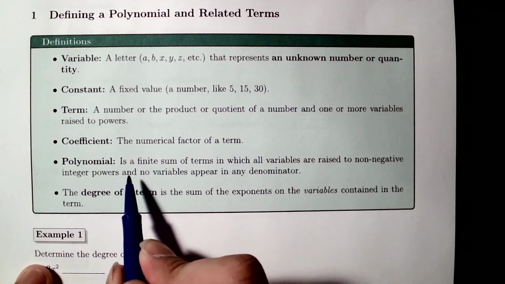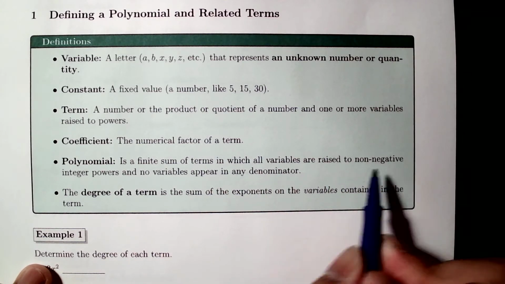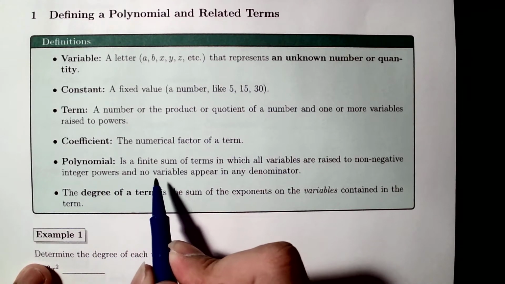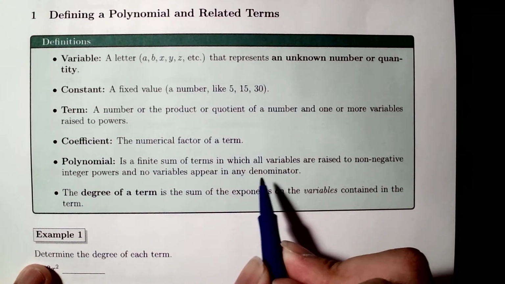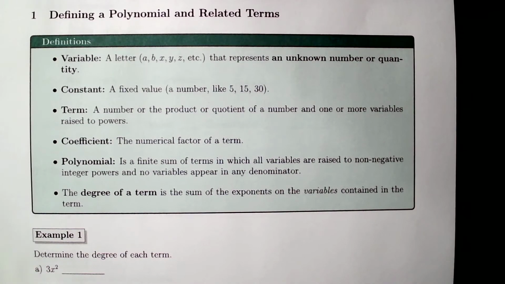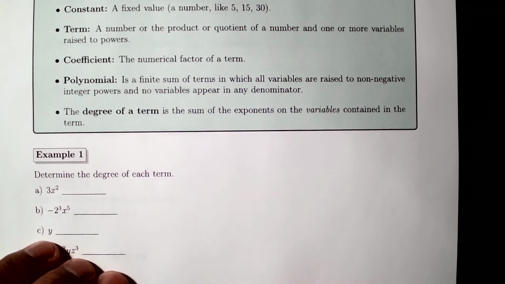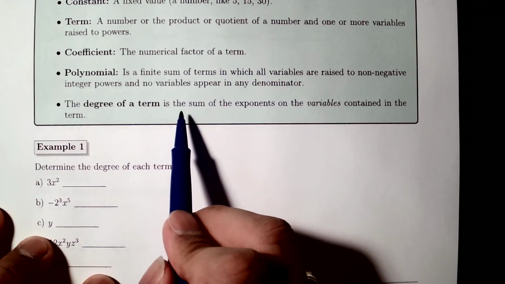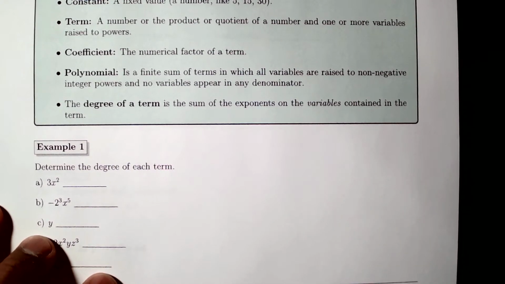A polynomial is a finite sum of terms in which all variables are raised to non-negative integer powers, that is, only positive integers, and no variables appear in any denominator. Otherwise, those are going to be rational expressions, which we are going to look at later in the semester. And finally, the degree of a term is the sum of the exponents of the variables contained in the term.